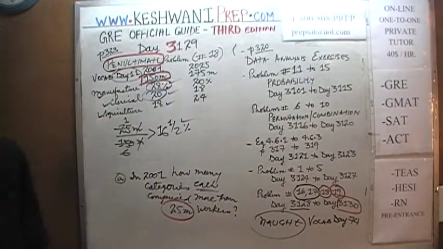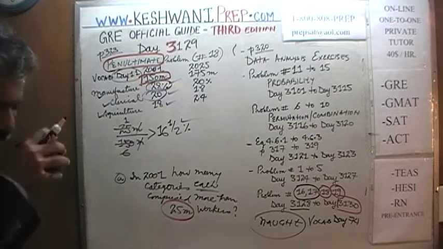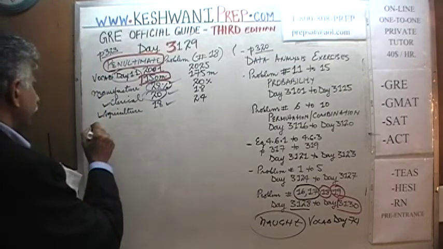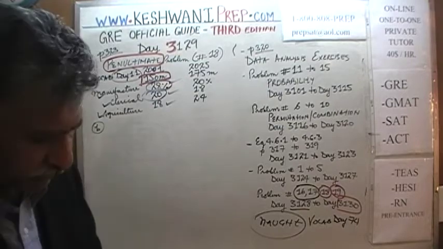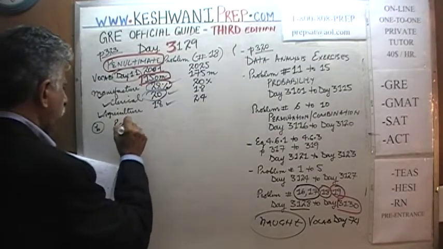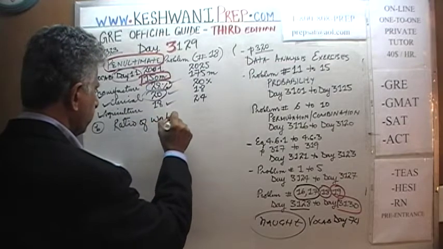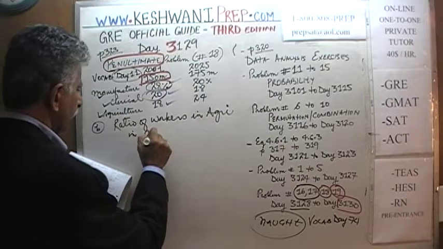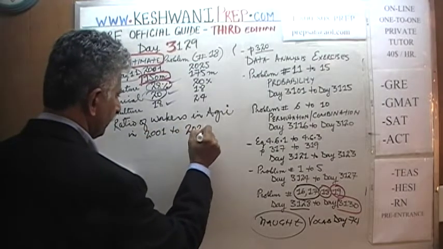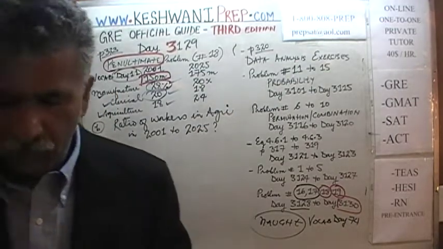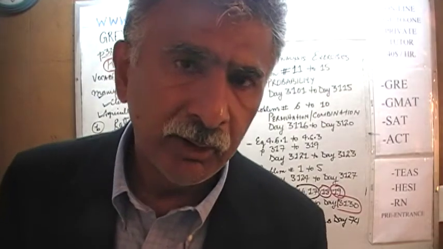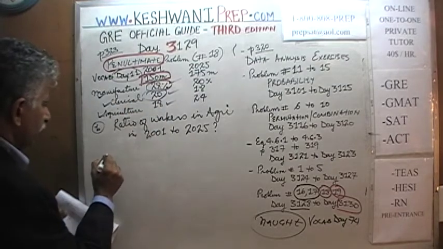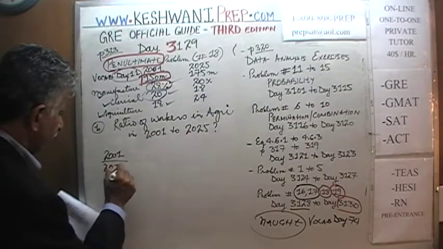Let's do part B. Part B says the ratio of workers in agricultural in 2001 to 2025. The question is, what is the ratio of the workers employed in agricultural sector in 2001 to 2025? Well, let's take a look at it, shall we? It's right here. All of it's right here. So the ratio is 2001 to 2025.